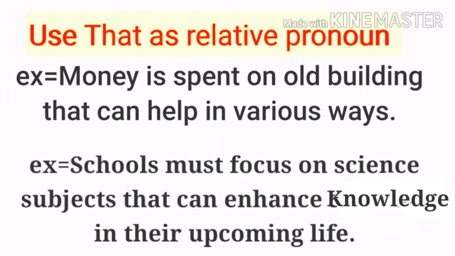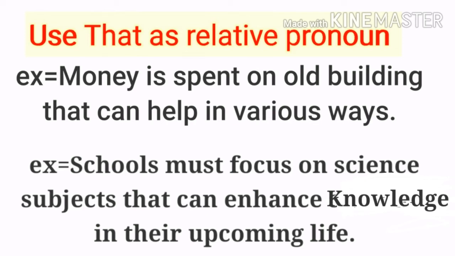Use that as a relative pronoun. For example, money is spent on old buildings that can help in various ways. Here we put that as a relative pronoun. Money is our noun, and after that relative pronoun we use help, which is our verb. I mean to say both parts have subject and verb, such as money is spent on buildings. Here money is our subject and is our verb. And second is that can help in various ways. Here help is our verb.